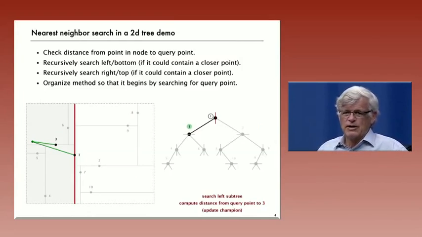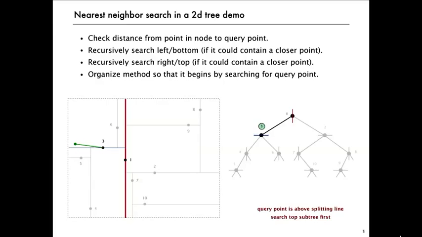But anyway, starting at point 3, as far as we know, we're going to have to look at both subtrees. So sometimes we look at both subtrees, but as we get closer and closer, we only look at one. So let's look at point 3 now. Again, go towards the query point, so we'll go to the top first, and that takes us to 6. 6 is not any closer than 3 was, so that's not going to update our champion. And so we'll search 6's left subtree, which is empty, and then its right subtree.